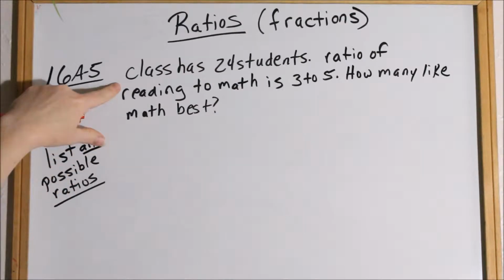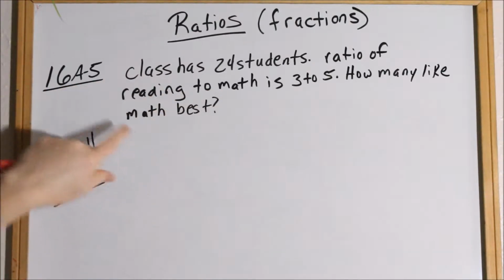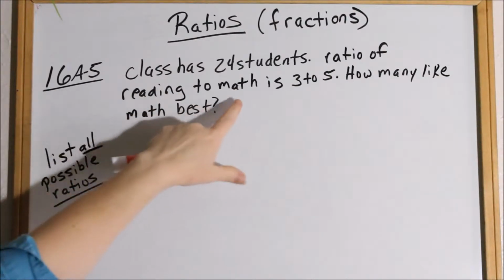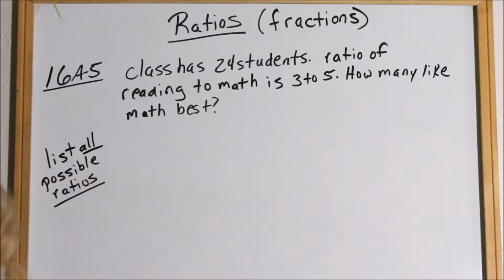It says that there's a math class. I'd like to say it's Mrs. Knoll's math class. Anyway, has 24 students. The ratio of reading, the students who like reading the best, to like math the best is 3 to 5. How many like math the best?